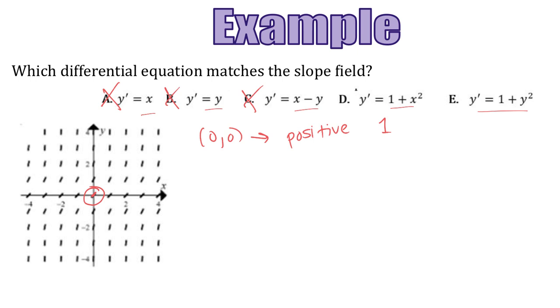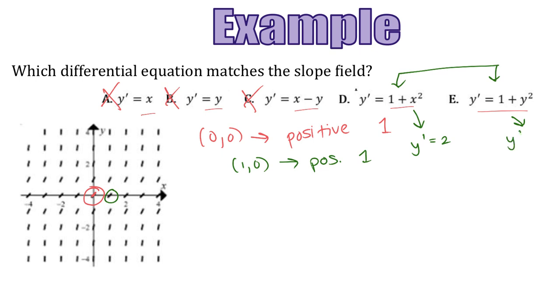The next thing I'm going to do is pick a different point. So maybe (1, 0). If I plug in 1 for x and 0 for y, that slope still looks exactly the same as it did at the origin. So it still looks like it's +1. Looking at these last two equations, if I plug in 1 for x and 0 for y, I should get a slope that is +1. Well, if I plug that in here, I would get that y prime is going to be 2. If I plug that in here, I would get that y prime is going to be 1.